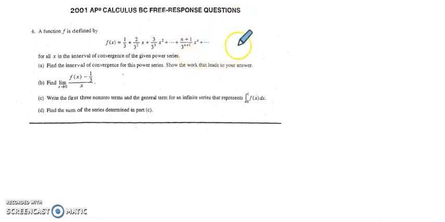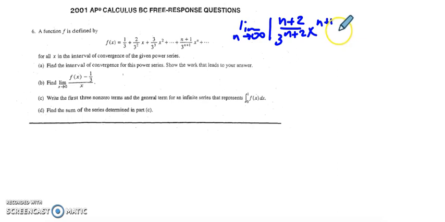So to do this problem, we have to set up the ratio test. So we're taking the limit as n goes to infinity, and then we want n plus 2 over 3 raised to the n plus 2 times x to the n plus 1. And then multiply that by the reciprocal of your original, which would be 3 to the n plus 1 divided by n plus 1 times x to the n. And then we can start our canceling.